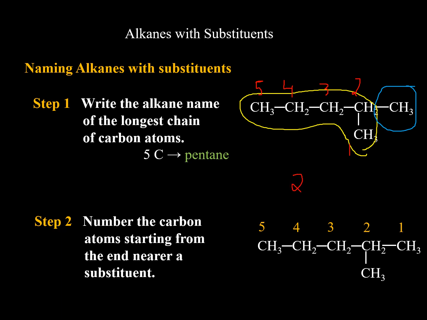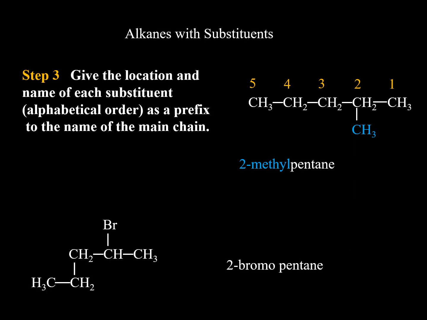This would be called 2-methylpentane. Okay, so yes, 2-methylpentane. Let's go through the reasoning again. Ane means they're all single bonds. Pent means there's 5 carbons in the longest chain. Yl means there's a branch somewhere and there's 1 carbon on that branch. And where does that branch live? It lives on number 2.